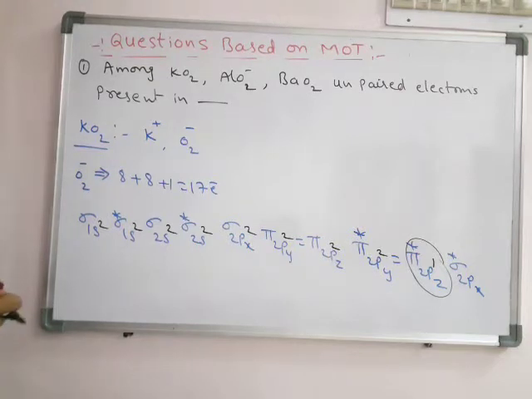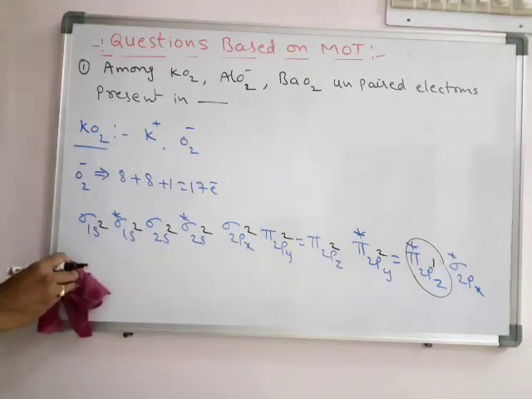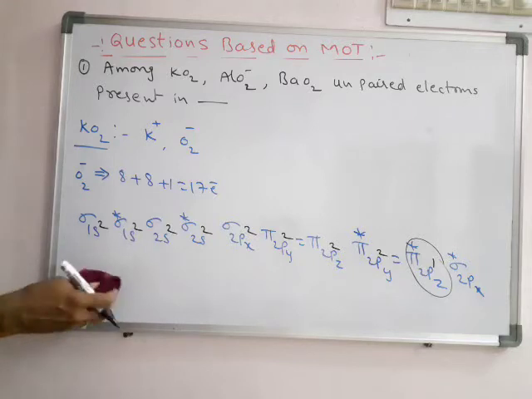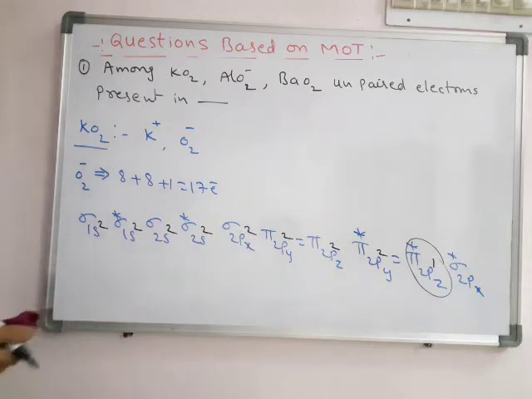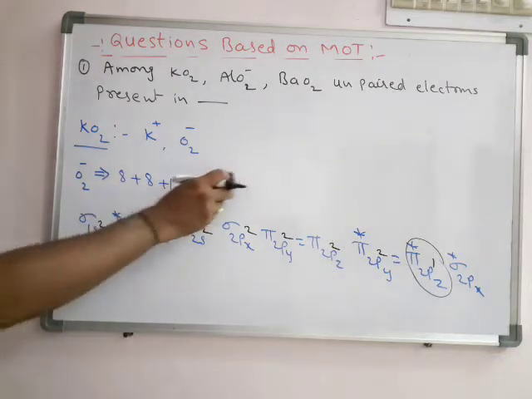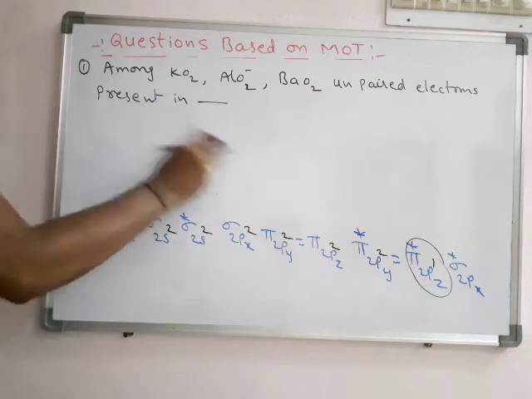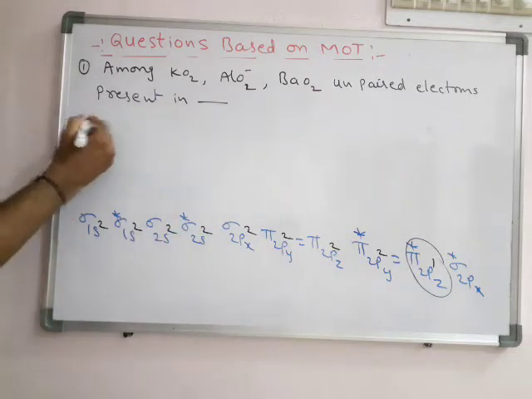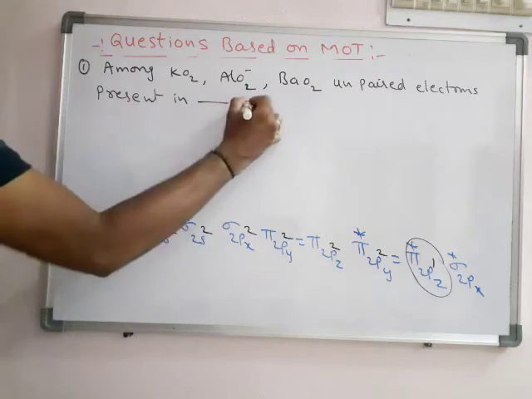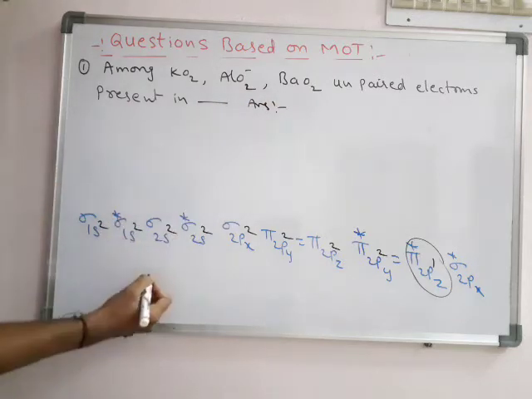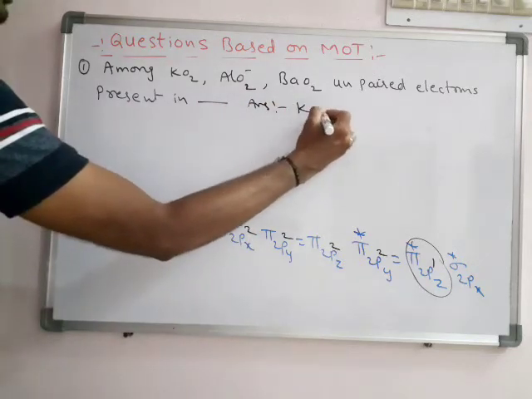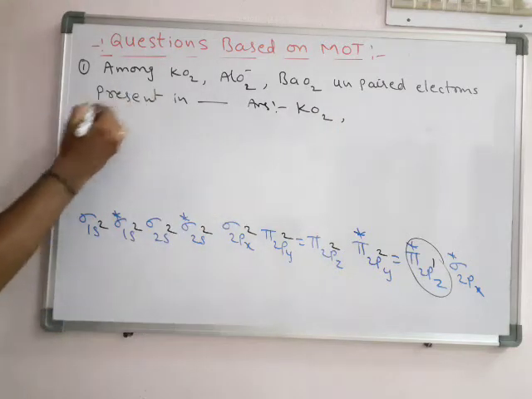So we need to check the others also, because it may be more than one answer. One answer is KO2, which has an unpaired electron. Then we check the next one.